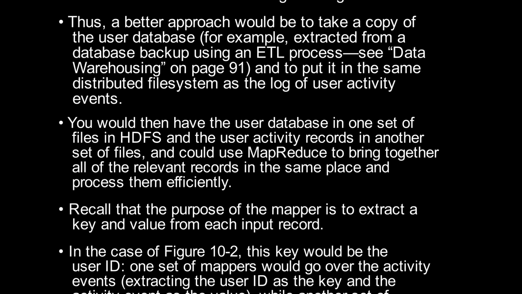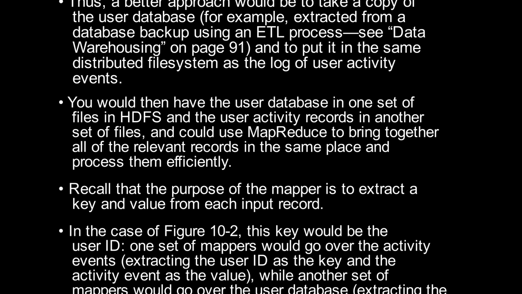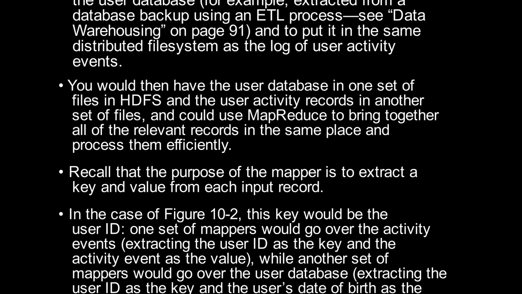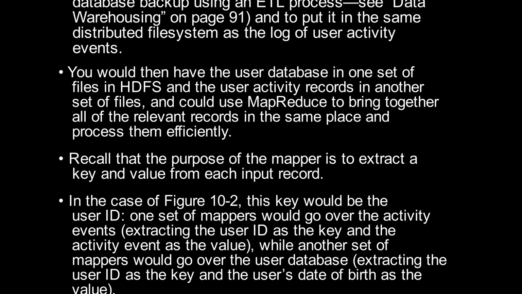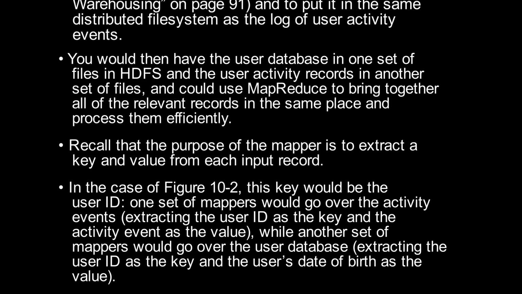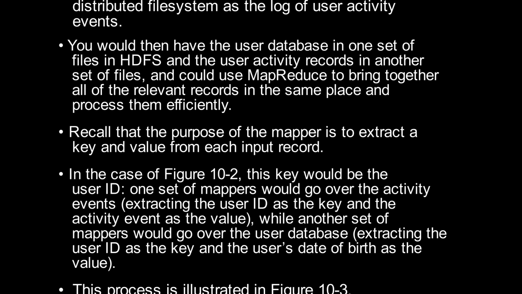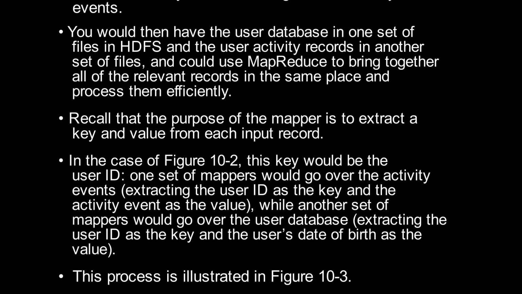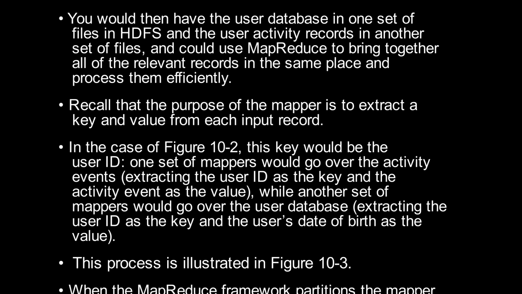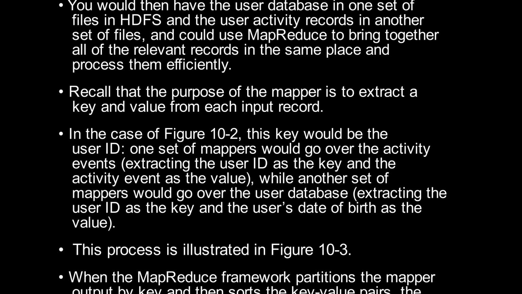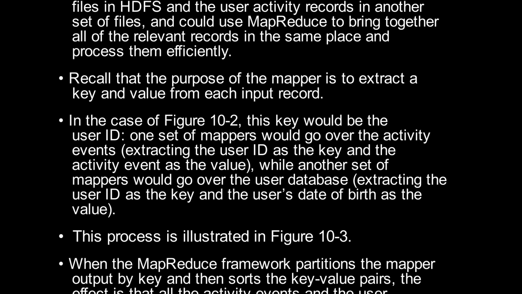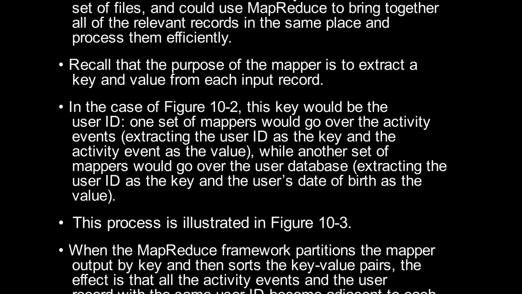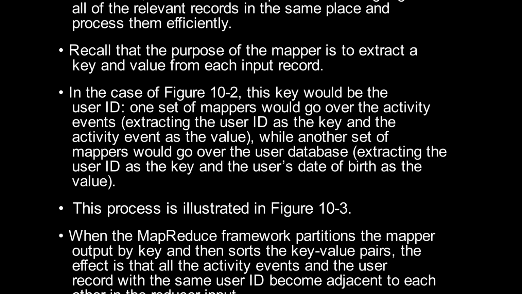Recall that the purpose of the mapper is to extract a key and value from each input record. In the case of Figure 10-2, this key would be the user ID. One set of mappers would go over the activity events, extracting the user ID as the key and the activity event as the value, while another set of mappers would go over the user database, extracting the user ID as the key and the user's date of birth as the value. This process is illustrated in Figure 10-3.